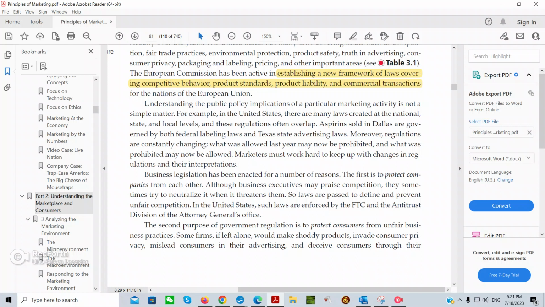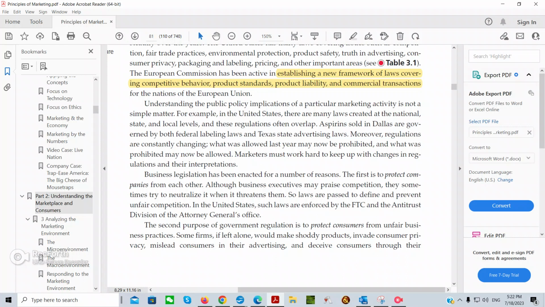Understanding the public policy implications of a particular marketing activity is not a simple matter. For example, the United States has many laws created at the national, state, and local levels, and regulations often overlap. Aspirin sold in Dallas is governed by both federal labeling laws and Texas state advertising laws. Moreover, regulations are constantly changing.